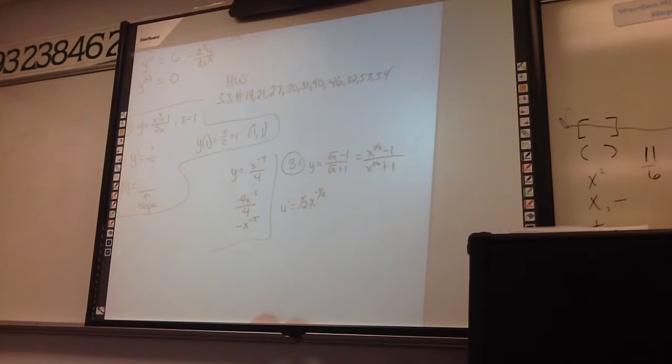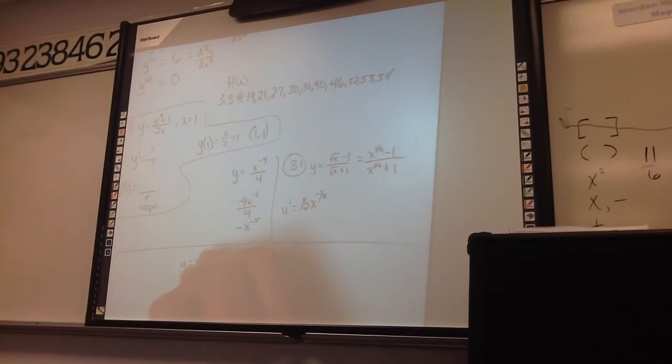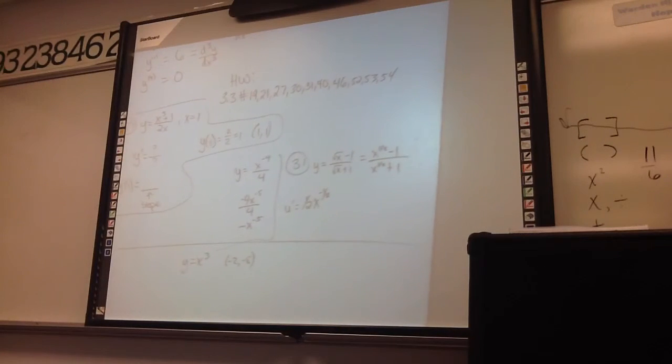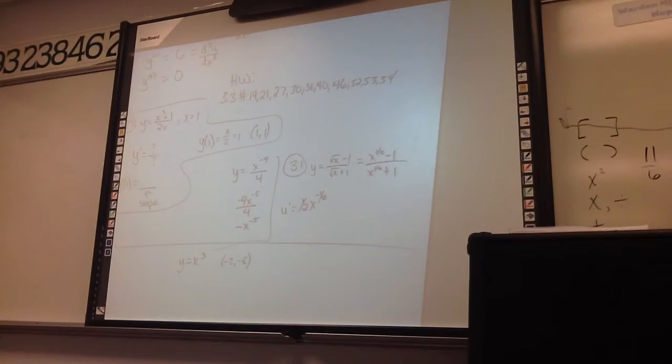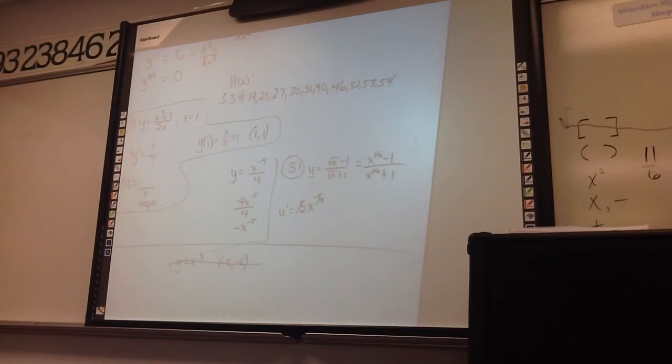Make sense? Any questions on that? Okay, 40. Find the x and y intercepts of the line that is tangent to the curve y equals x to the third at the point (-2, -8). So what do you really need to do first? Find the tangent line, and once you have that, just find the x and y intercepts of it. So find the derivative, plug it in to get the slope, then write it in point-slope form, and plug in 0 for x and 0 for y to find the intercepts.